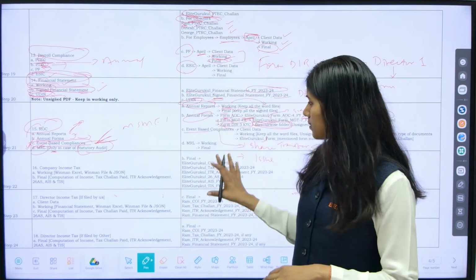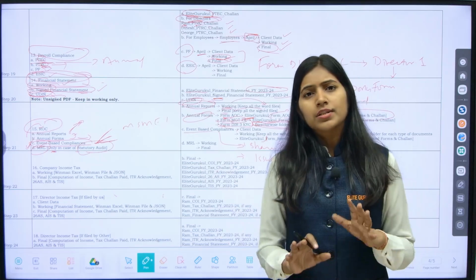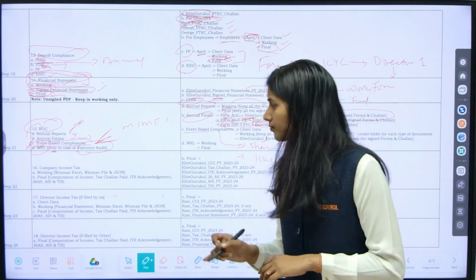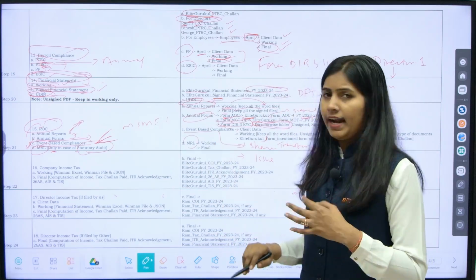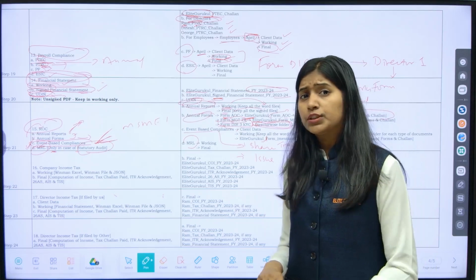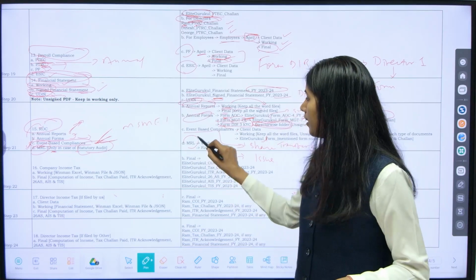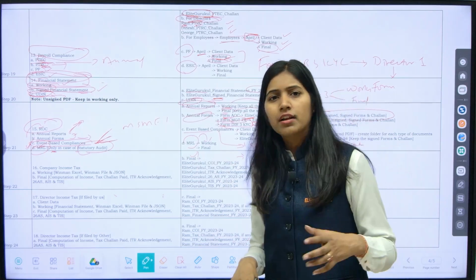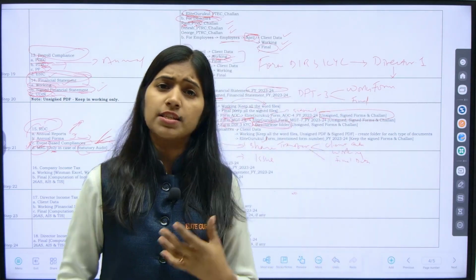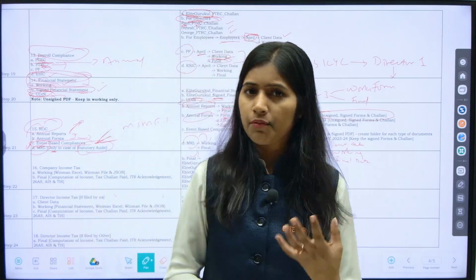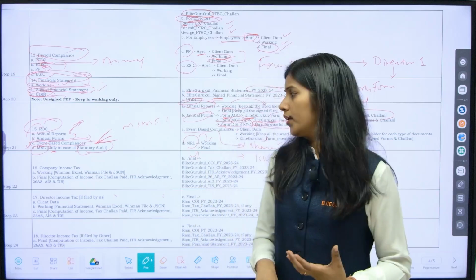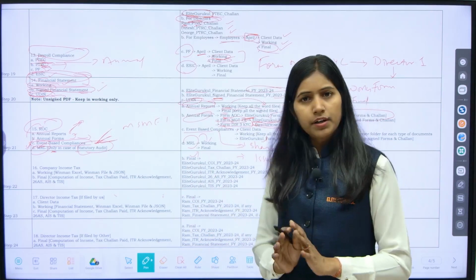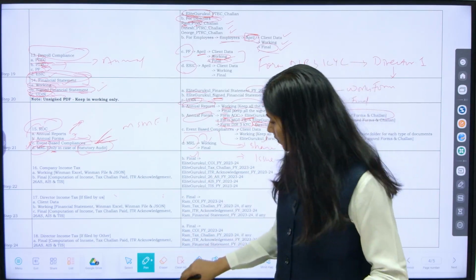If you mention this much, I believe your ROC compliances are taken care of. Then comes MRL at last, finally MRL for statutory audit only. Here one will be working and one will be final. The final will be those which have been signed by the client, that will go under the final folder. I hope till now I am clear to all of you. We'll move ahead with the next thing.